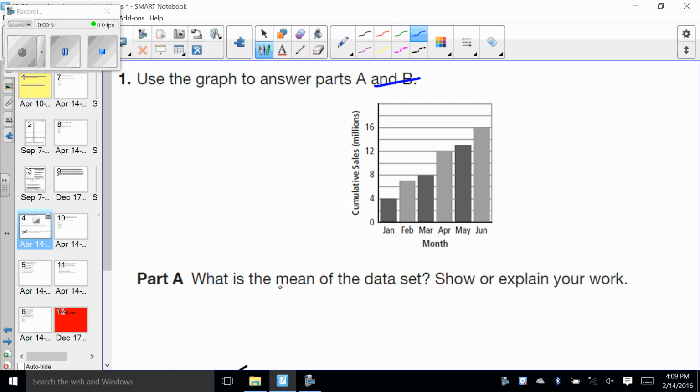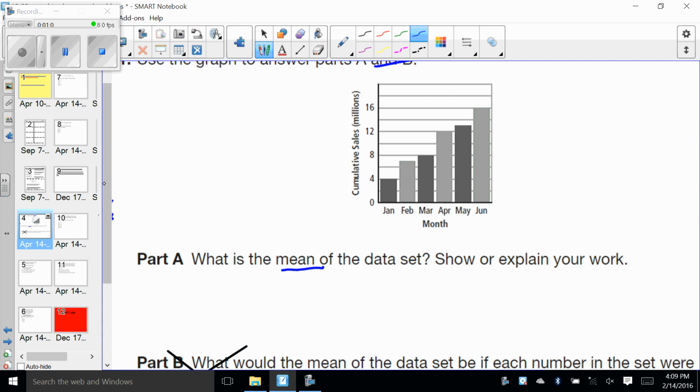So it's asking for the mean of the data set, which is the average of the data set. So we're going to add them all up and divide. You're going to need a calculator absolutely for sure. And we're talking in millions here, sales in millions for this company. So we'd follow the graph up, and I'm going to do that work for us. It's 4 million. This is looking like 7 million, 8 million, 12 million, 13 million, and what appears to be 16 million.